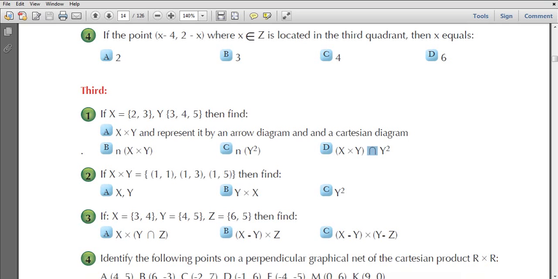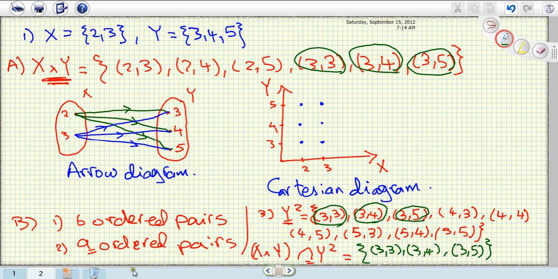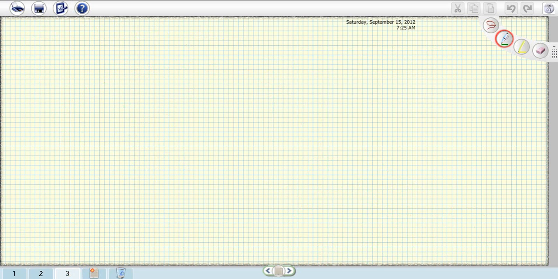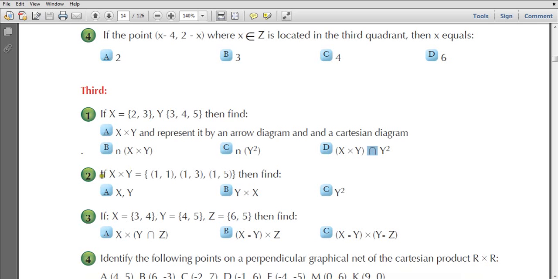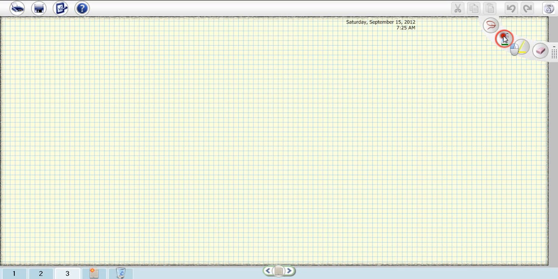Okay, another question here, number 2. Let's have another page. We have here, if the Cartesian product of x and y is 1 and 1, 1 and 3, 1 and 5, then find x and y. Simple question. X will be 1 because we have the first projection here is 1. So I'm going to write the answer. I'm going to use the blue one. Question number 2. Letter A.